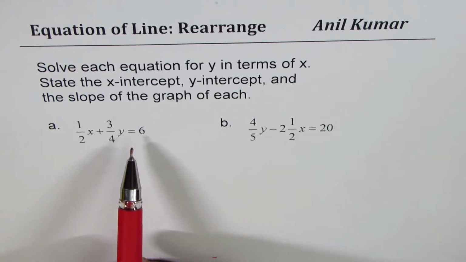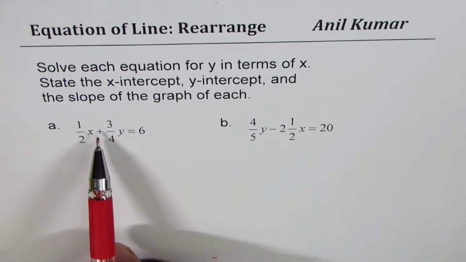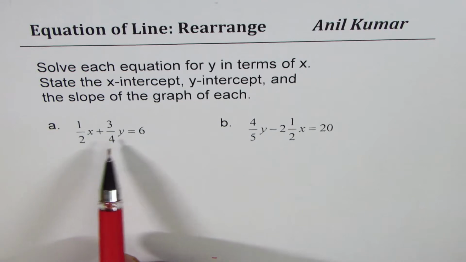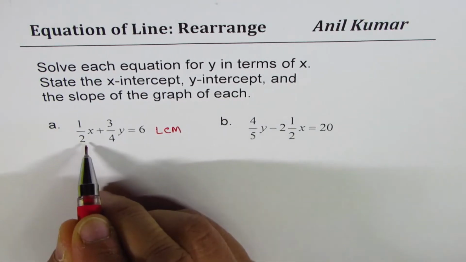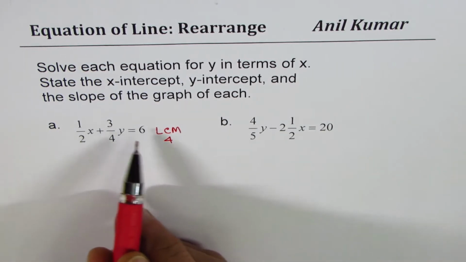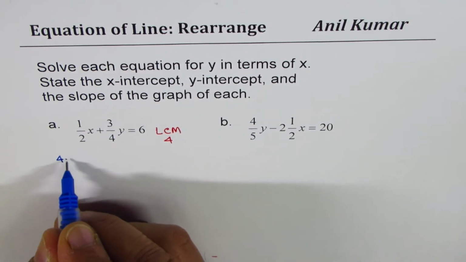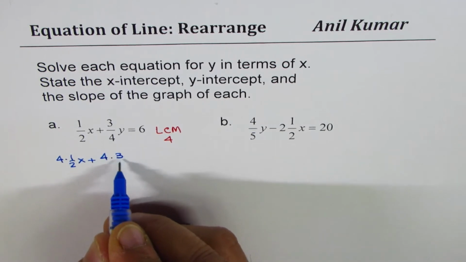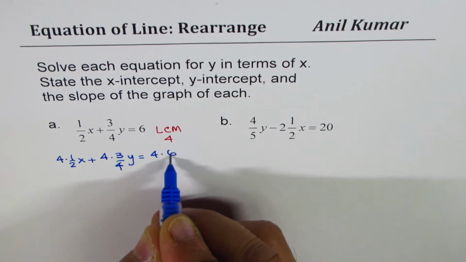So the strategy for us will be to avoid fractions by multiplying each term by the lowest common multiple, right? So 2 and 4, what is the LCM? LCM here is 4, right? So the LCM is 4. We'll multiply each by 4. So what we will do here is, we'll do 4 times half x plus 4 times 3 over 4 y equals 4 times 6.